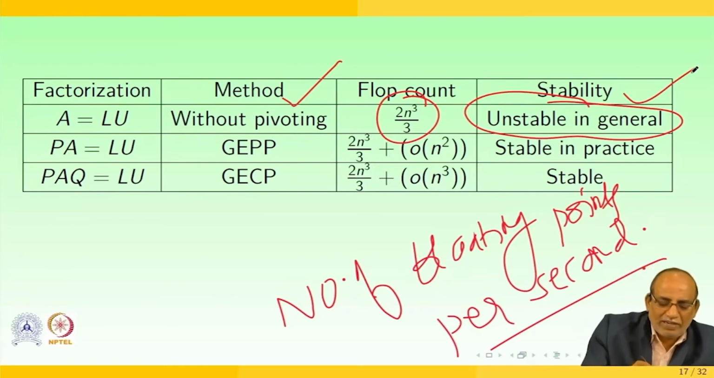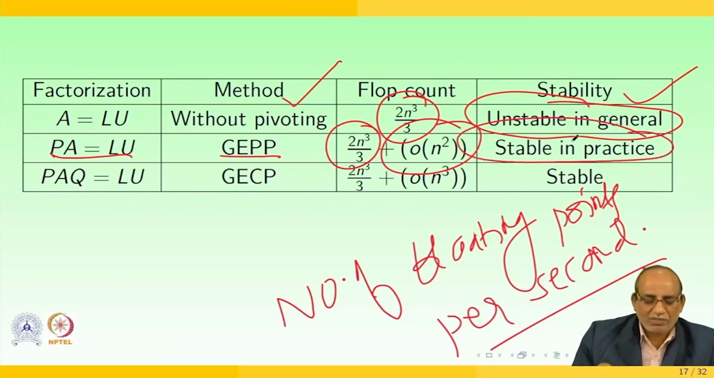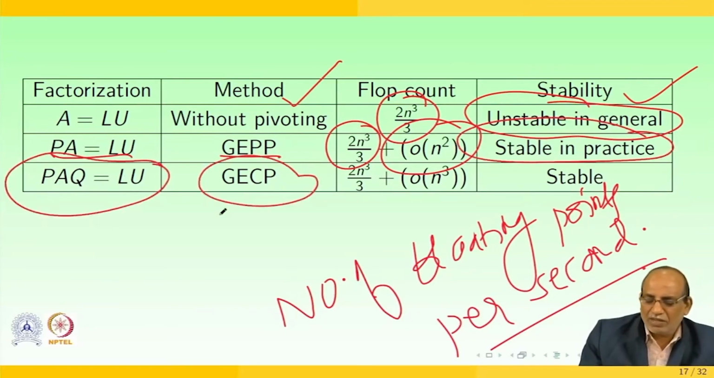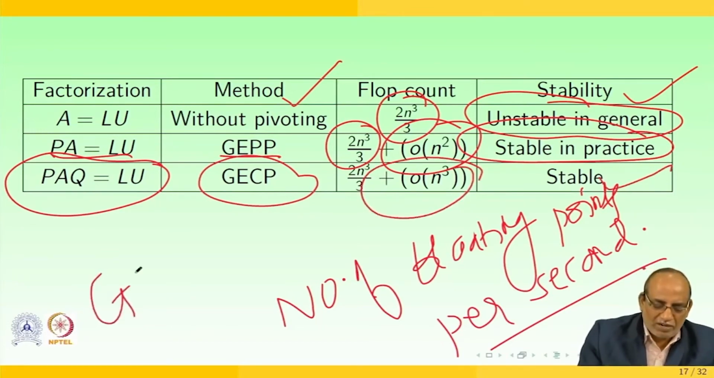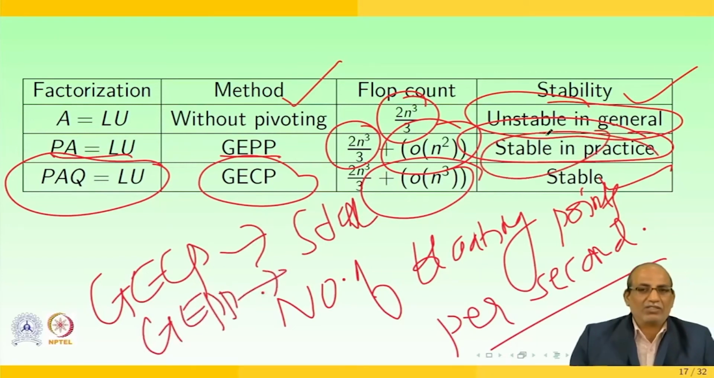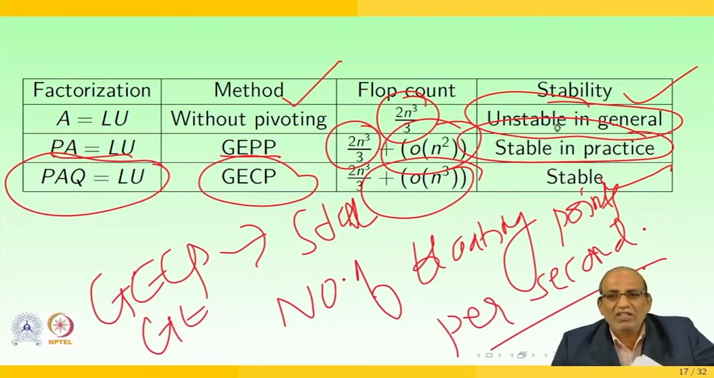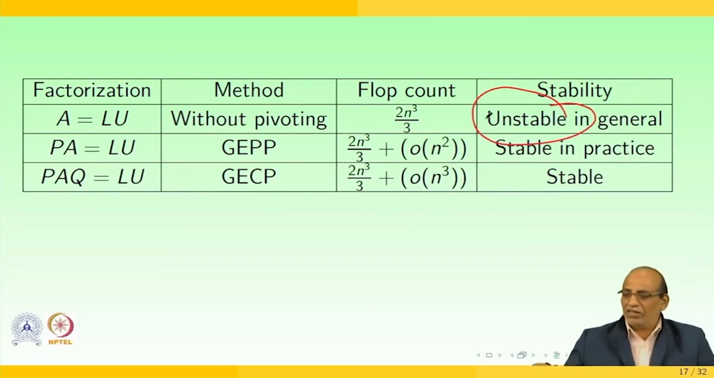Right? And if you write PA is equal to L into U, Gaussian elimination with partial pivoting, that is 2n cube by 3 plus big O of n square, stable in practice. Similarly, PAQ is equal to LU, Gaussian elimination with complete pivoting, 2n cube by 3 plus order of n cube, stable algorithm. So complete pivoting always leads to a stable algorithm, whereas partial pivoting is stable in practice. If you don't do pivoting, you get an unstable algorithm.